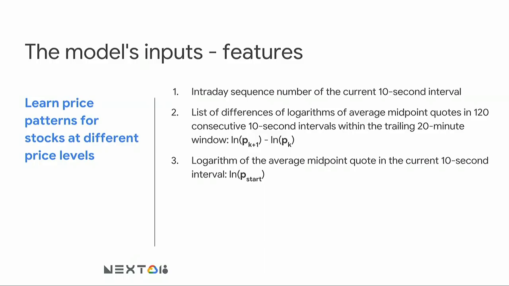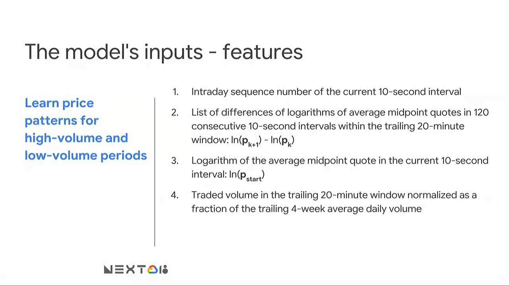Then we want to capture price patterns for stocks at different price levels. And for this, we're looking at the logarithm of the price at the current 10-second interval. Then volume is also relevant. And so as one of the input features, we're going to be using the volume in the trailing 20-minute window preceding the current interval. But for this to be useful, we want to normalize the volume by the stock's average daily volume over some reasonably long time range.